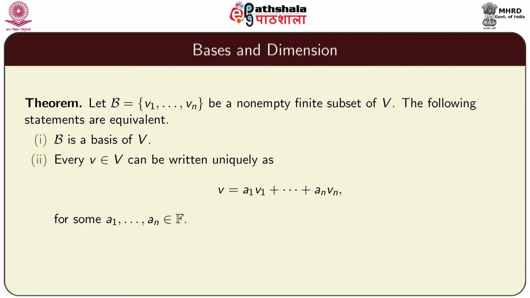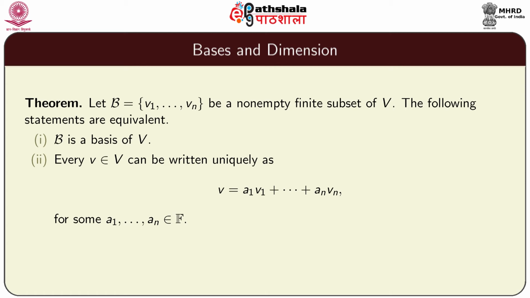Let us understand the basis with the help of this theorem. Let B be the set v1, v2, ..., vn, which is a non-empty finite subset of V. Then the following statements are equivalent. The first statement is that B is a basis of V, and the second statement is that every vector v in V can be written uniquely as v is equal to a1 v1 plus a2 v2 and so on up to an vn for some a1, a2, ..., an in F.